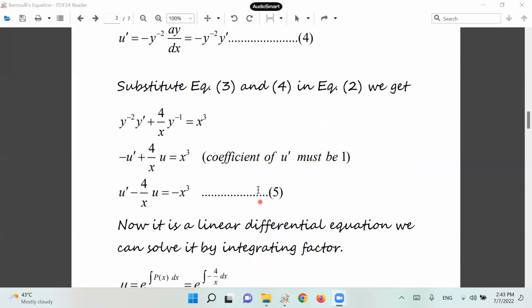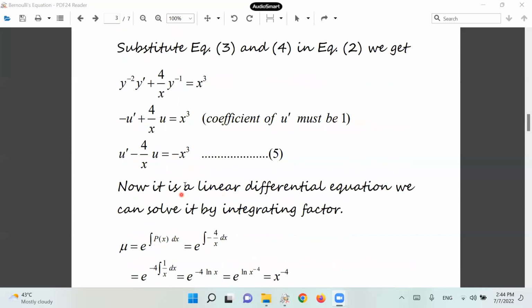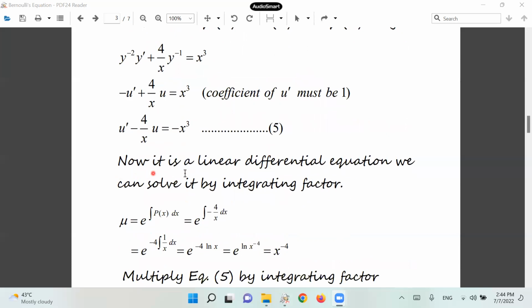Now we must see one thing: the coefficient of u' must be 1. Here it is minus 1, so we multiply everything by minus 1. We get u' - (4/x)u = -x^3, and we name it equation number 5. Now we solve this as a linear differential equation, and we can solve it by the integrating factor.